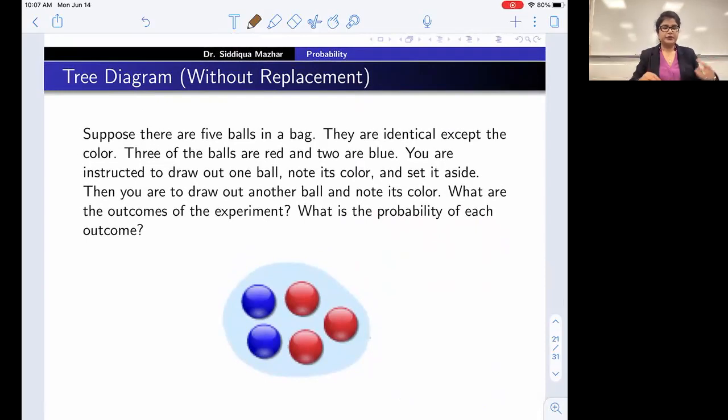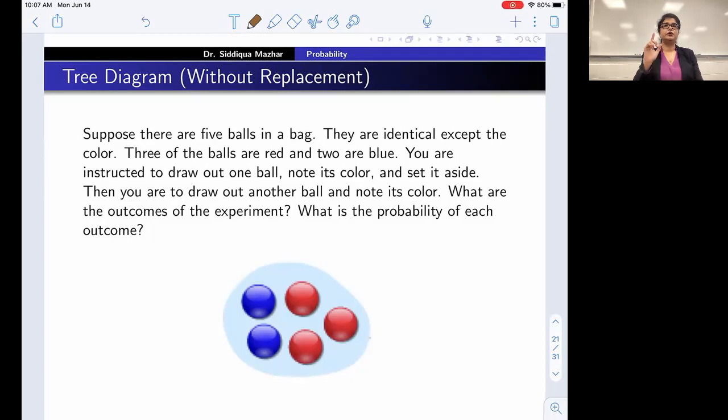Then you are to draw out another ball and note its color. So what are the total outcomes you can have from the experiment, and what are the probabilities of each outcome? It is just like the previous one, but here you are using without replacement.